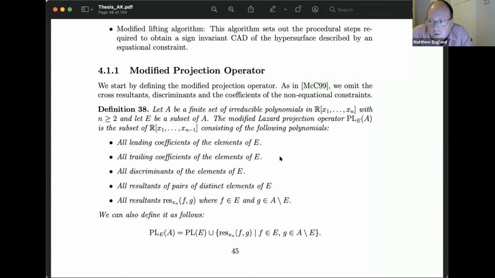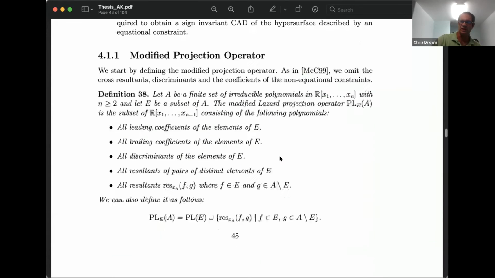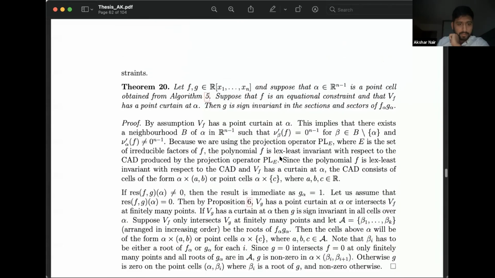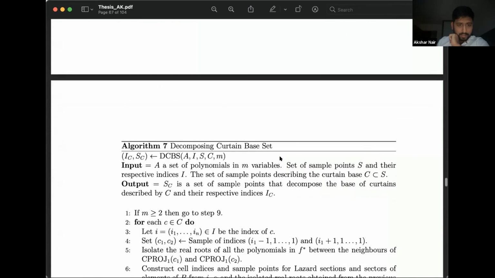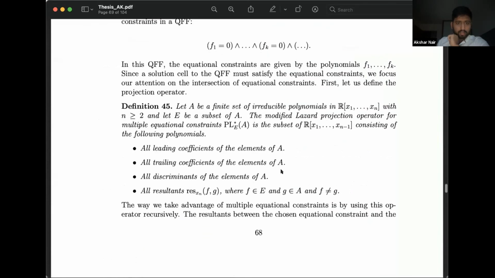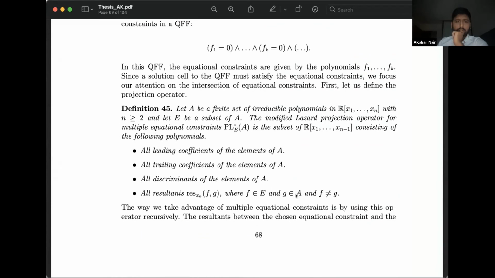Yep. Okay, and then how about the generalization of McCallum 2001? I might have to scroll down a bit more. That is the generalization of McCallum 2001. Okay, it does want all discriminants. Yes. That is completely analogous to McCallum.